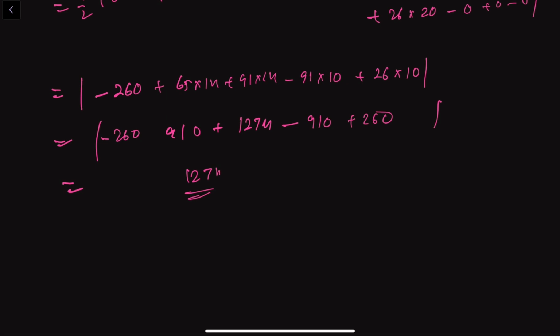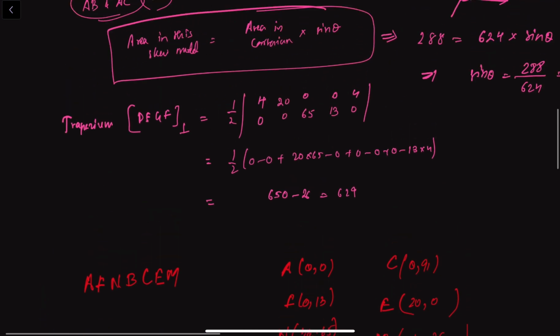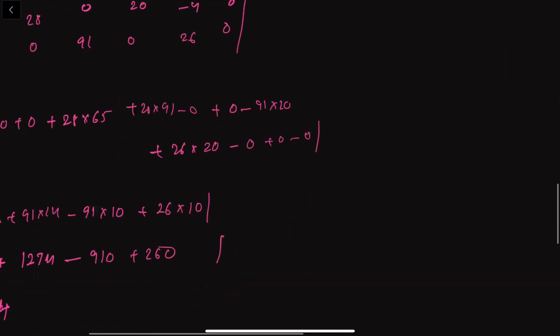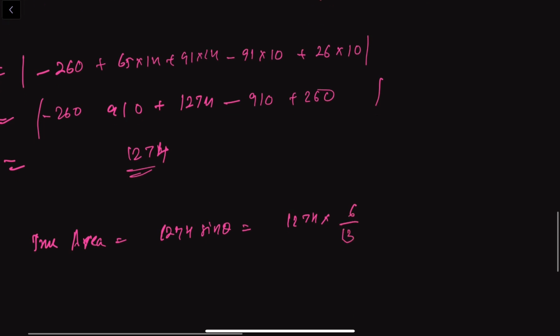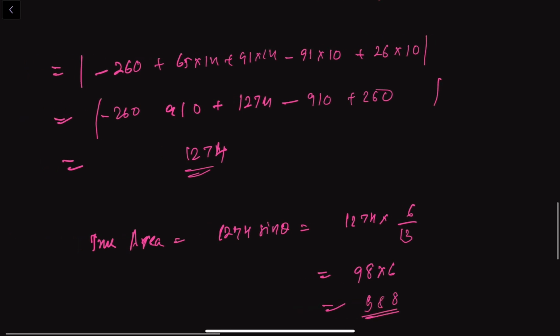So in the regular orthogonal model, the regular 90 degrees coordinate axis system, the true area would be 1274 sine theta, and we already found sine theta. Sine theta is 6 by 13. So 13 9s are 117, and 13 8s are 104, so 98 into 6. 6 8s are 48 and 6 9s are 54, plus 4, 588. So the true area in this skew system would be 588.